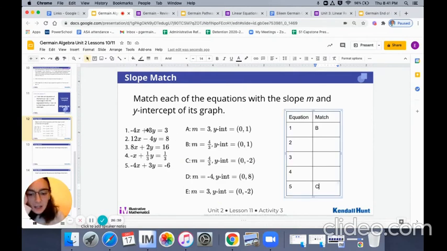Now let's look at equation number 2. Let me grab my paper. We said we had a slope of 3 and a y-intercept of negative 2. Number 2 matches with letter E. Now let's look at 3. We said we had a slope of negative 4 and a y-intercept of 8. That was letter D. Now 4, we said had a slope of 3 and a y-intercept of 1, letter A. Those are our matches there.